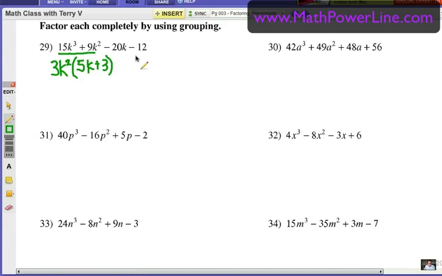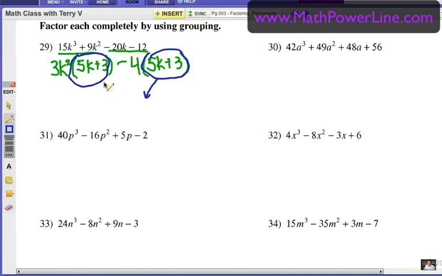All right. Now, if we do this right, we're going to look at the second pair of terms and see if we can find a common factor. I notice that a 2 is a common factor. Actually, let's try a 4. And both these terms are negative, so we're going to factor out a negative 4. And if we do this right, we should get 5k plus 3. Notice this 5k plus 3 binomial is the same as this one, and I only write it down once. 5k plus 3.